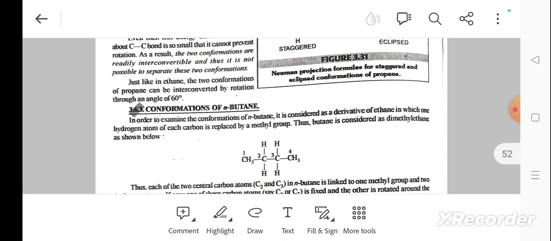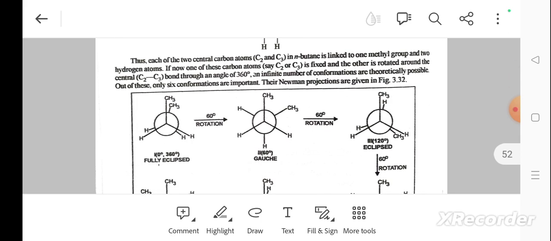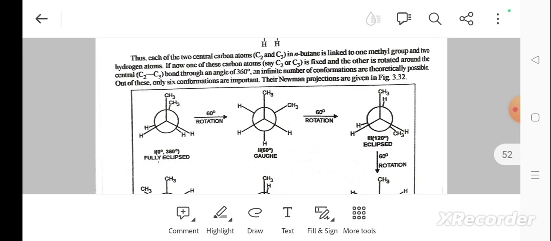Configuration of n-butane. In order to examine the configuration of n-butane, it is considered as a derivative of ethane in which one hydrogen atom of each carbon is replaced by a methyl group. Thus, butane is considered as dimethyl ethane, as shown below. Each of the two central carbon atoms, C2 and C3, in butane is linked to one methyl group and two hydrogens.